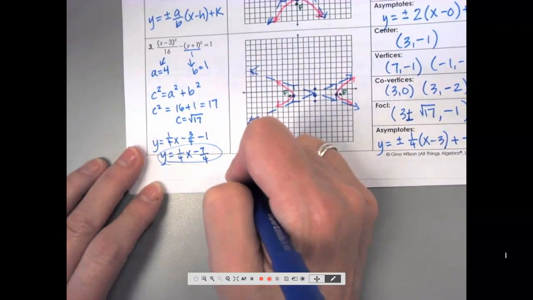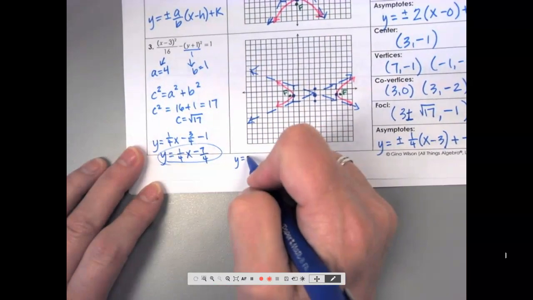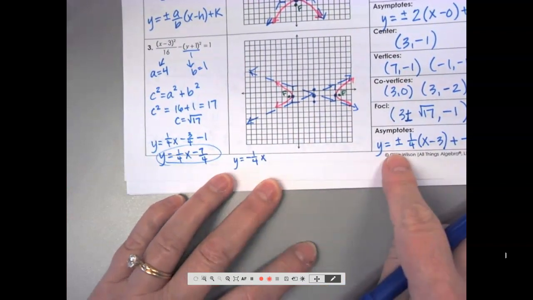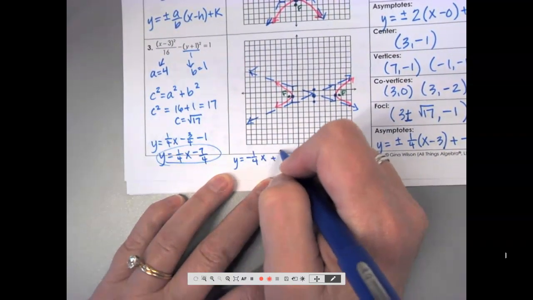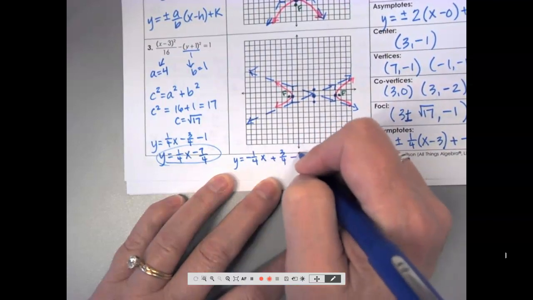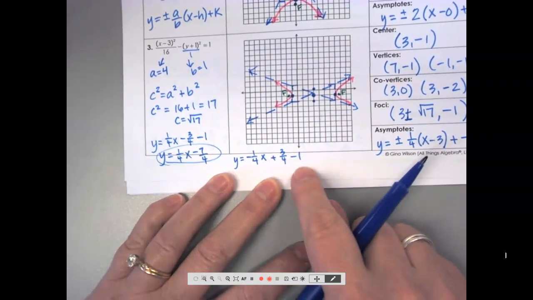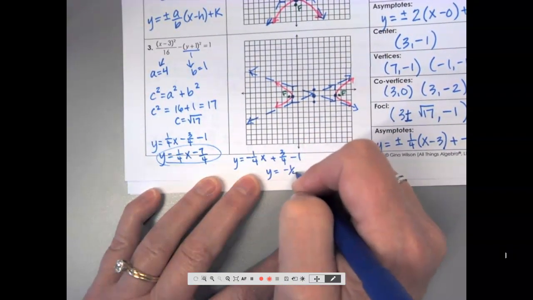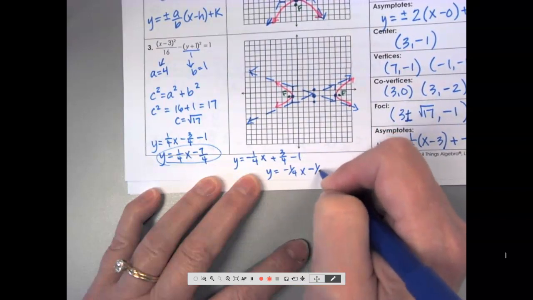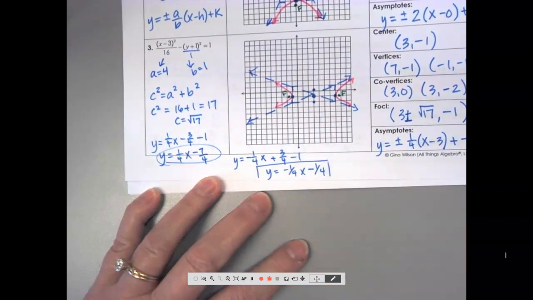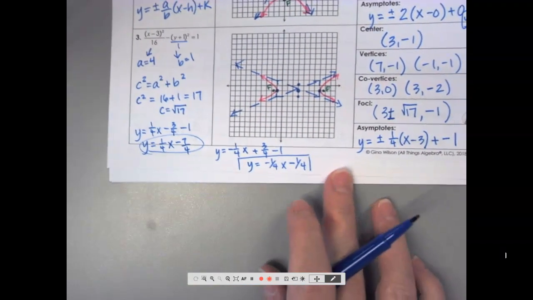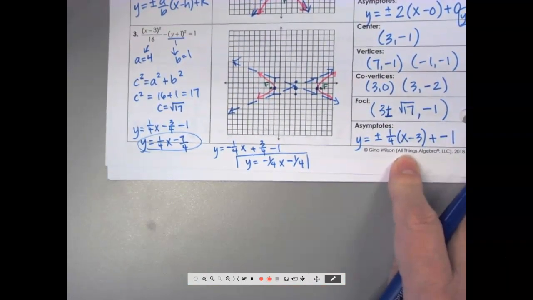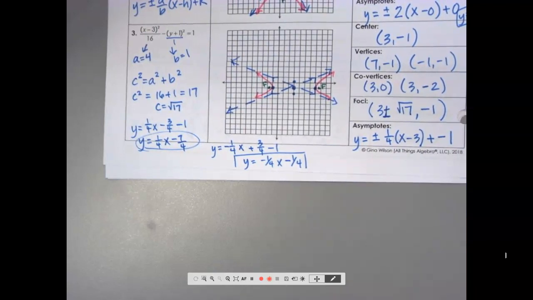The other one, I would take the -1/4 and distribute. So I get -1/4 x plus 3/4 minus 1. Well, that's still 4/4. So that would be y equals -1/4 x minus 1/4. And that would be the other asymptote if you wanted them in y equals mx plus b form. I don't care if you leave them like that. I'll trust that you know how to distribute.